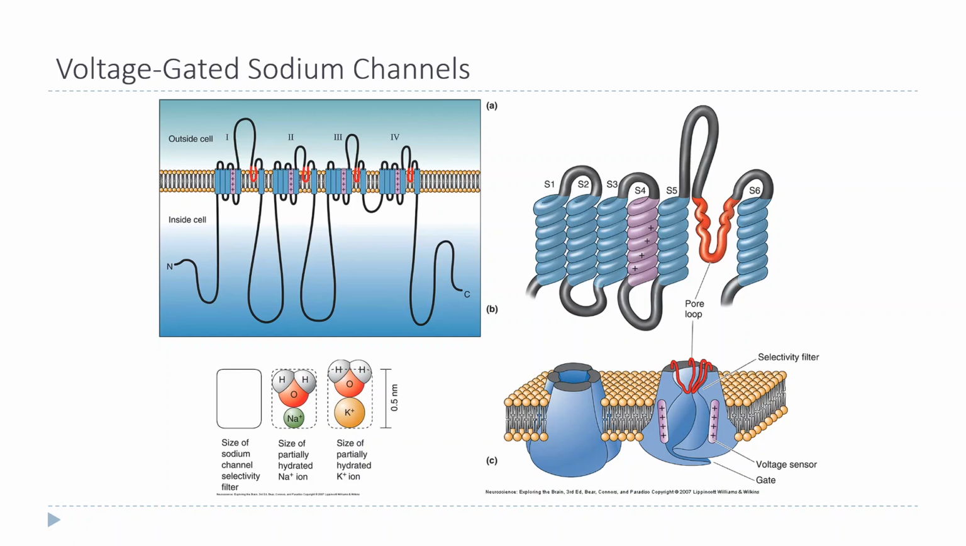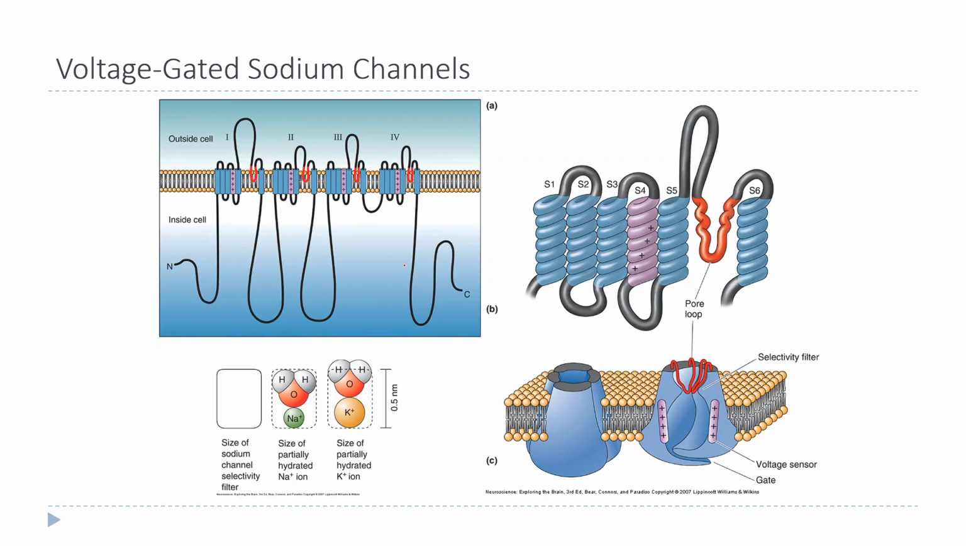These are proteins in the membrane, and you can kind of see what they look like here. Each one is a single polypeptide, a single protein that crosses the membrane several times. There are basically 4 domains that make up the actual channel or the pore, the part that goes through the membrane and lets the sodium ions actually interact with. And the pore loop here, this red part of each of those domains, is also the selectivity filter.